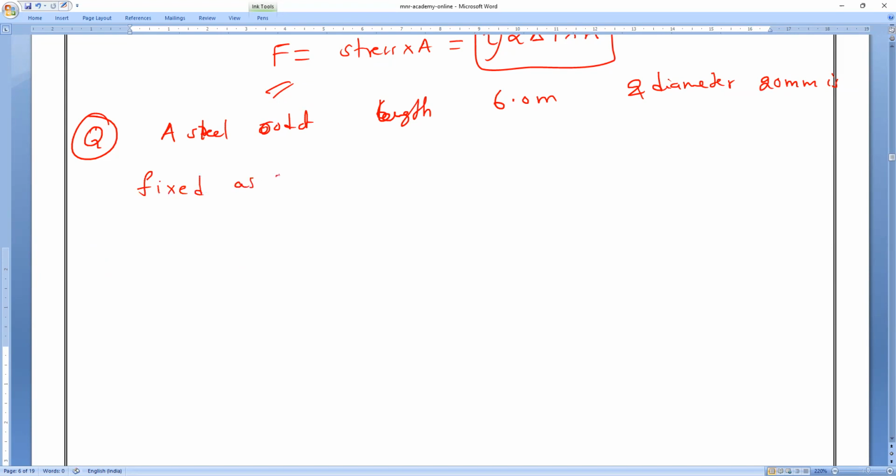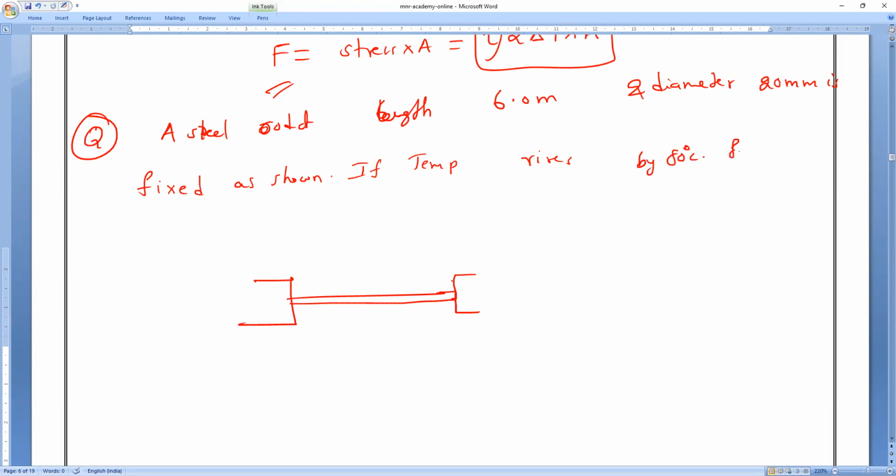Fixed as shown means fixed between the two walls. Diameter and length are given. So it is fixed between the two walls. If the temperature rises by 80 degrees Celsius, find the stress in the rod.